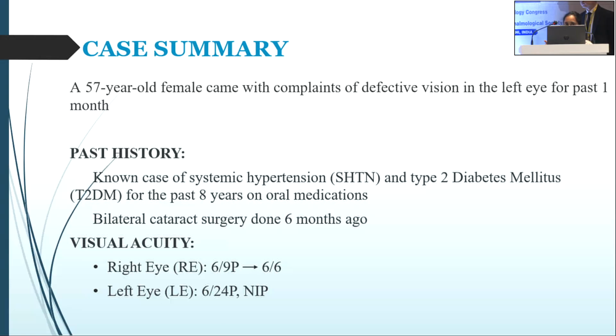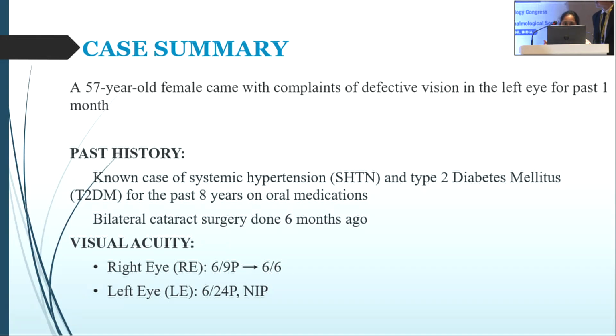Case summary: a 57-year-old female came with complaints of defective vision in the left eye for the past 1 month. Past history: the patient is a known case of systemic hypertension and type 2 diabetes mellitus for the past 8 years, on oral medication. Cataract surgery was done in both eyes 6 months ago.